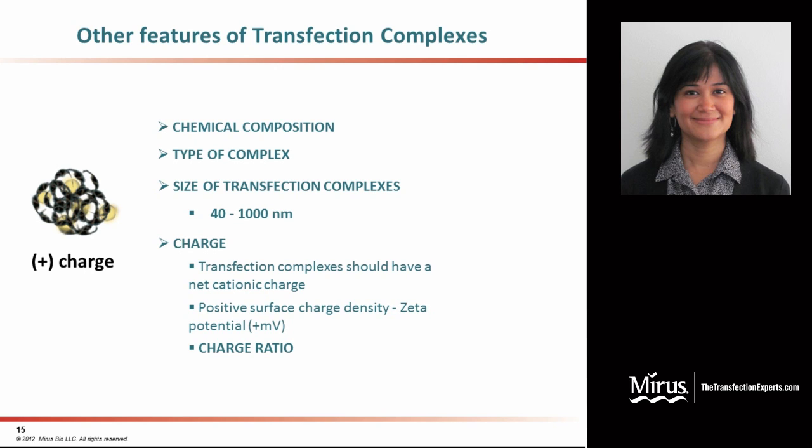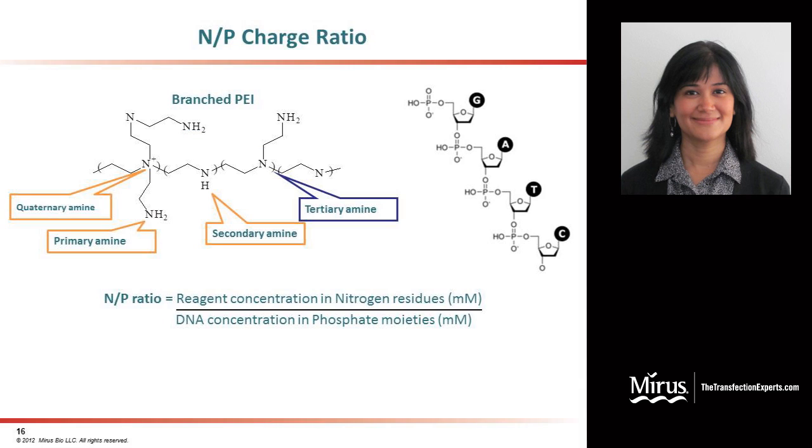Another parameter that is related to charge is the charge ratio of the transfection complexes. This charge ratio essentially is the molar ratio of the positively charged moieties on a transfection reagent that complex with the negatively charged phosphate moieties of the DNA backbone. This is often referred to by gene delivery specialists as N/P charge ratio or just N/P ratio.